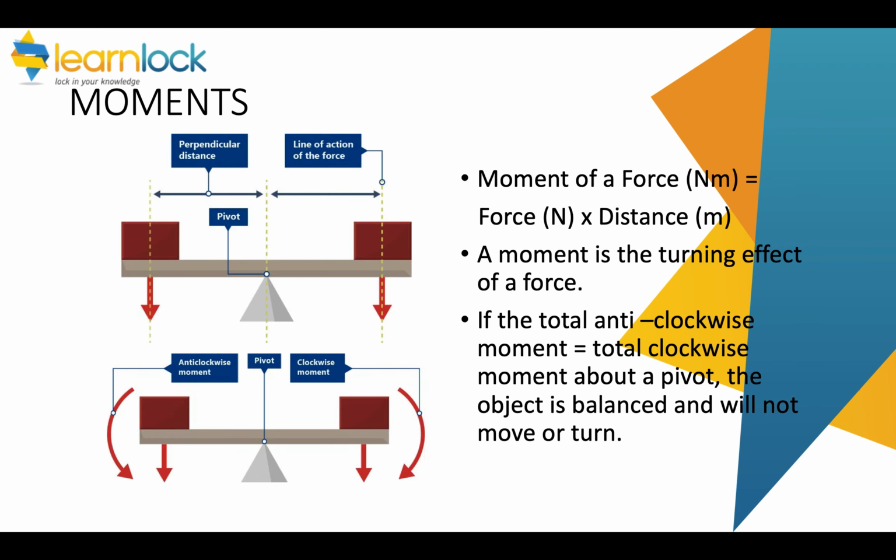Moments. A moment of a force is force times distance from the pivot. A moment is the turning effect of a force, and the pivot is in the centre as shown in the diagram. If the total anti-clockwise moment and the total clockwise moment about a pivot are the same, then the object's balanced and will not move or turn.